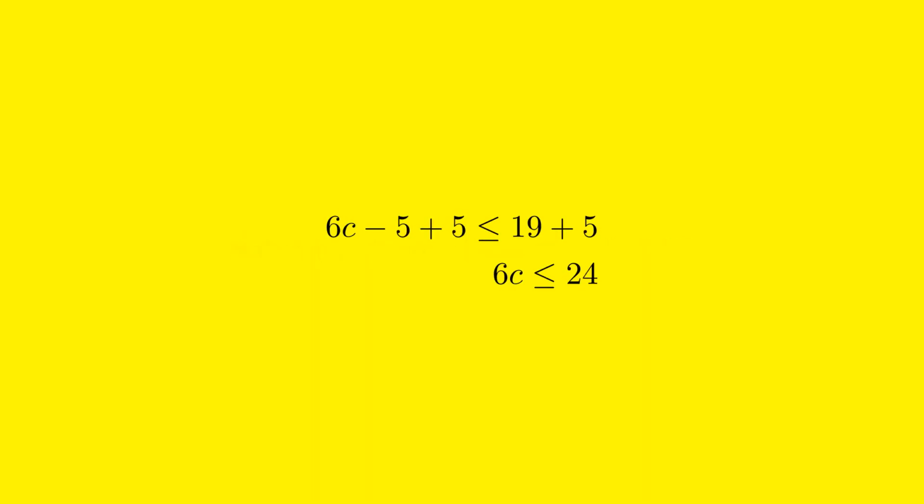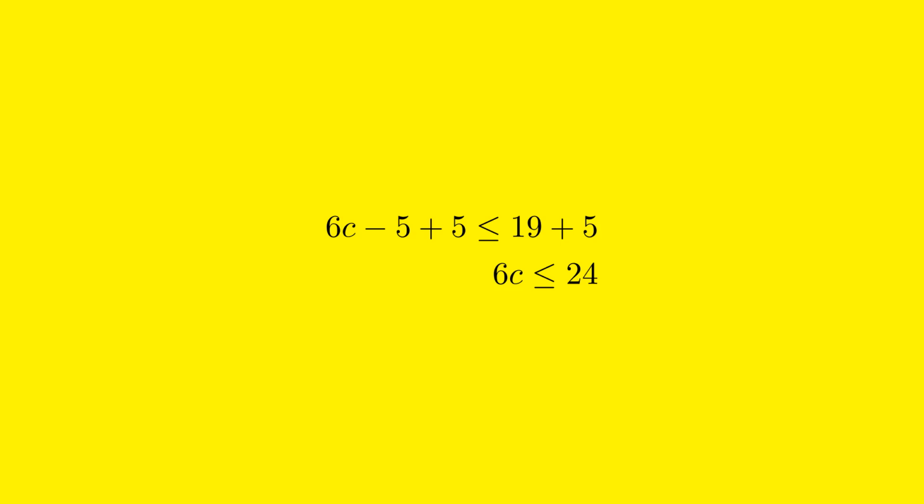To solve the inequality 6c minus 5 is less than or equal to 19, we start by isolating the variable c. First, we will eliminate the constant term on the left side of the inequality, which in this case is minus 5. To do this, we add 5 to both sides of the inequality. This maintains the balance of the inequality, because adding the same number to both sides does not change the relative values. On the left side, we have 6c minus 5 plus 5.